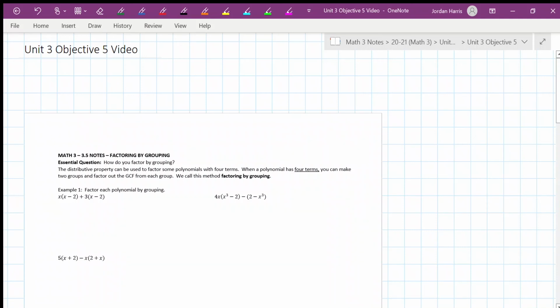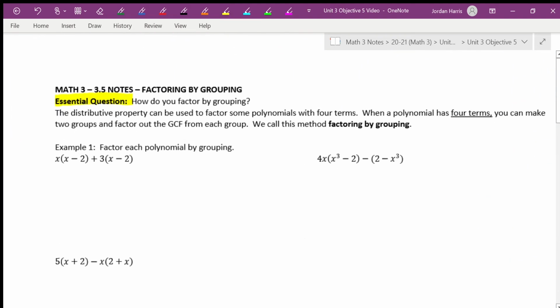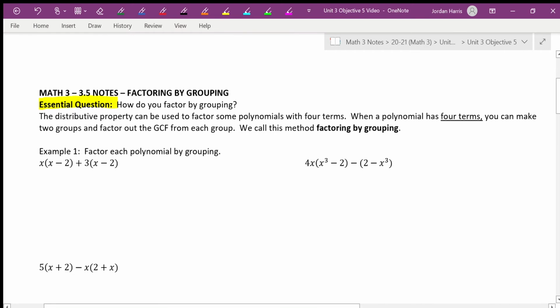This is 3.5, factoring by grouping. Your essential question: how do you factor by grouping? So we're adding in a new type of factoring, which we've seen a little bit, kind of, but we're going to talk about it, okay?